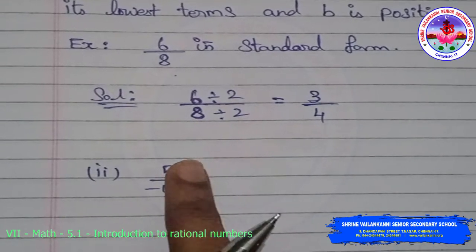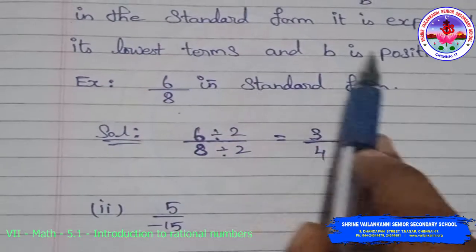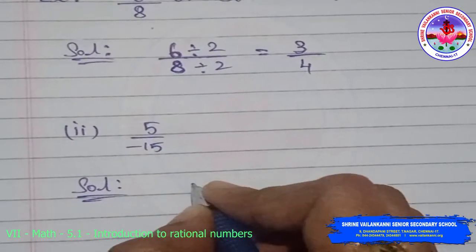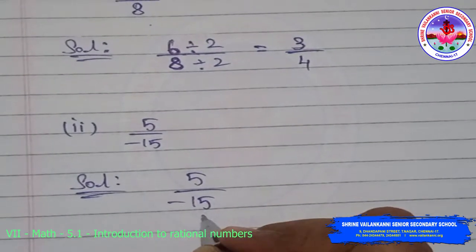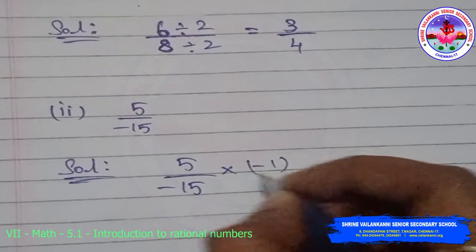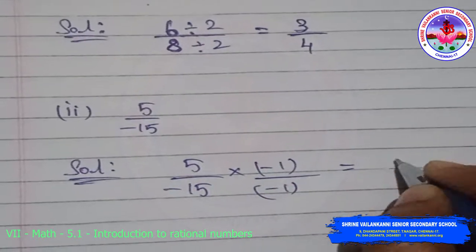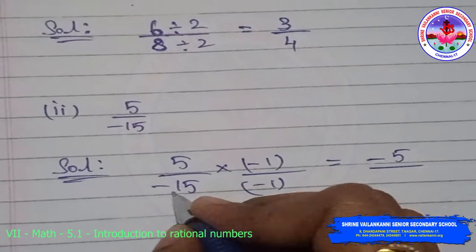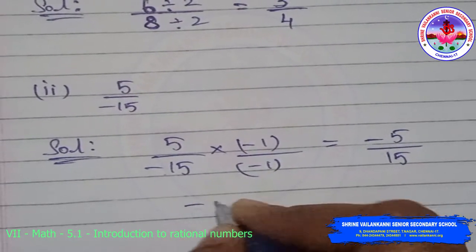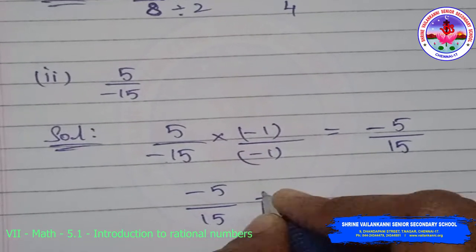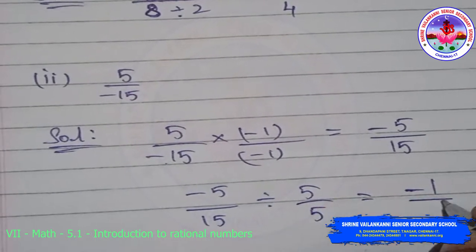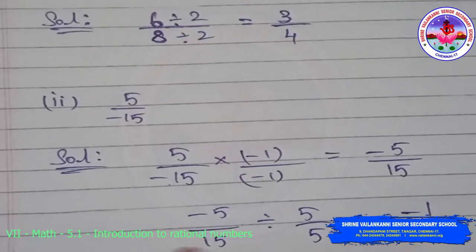Second example, 5 by negative 15. In the definition, b must be positive. Here the denominator is negative, so first change it to positive. Multiply the numerator and denominator by negative 1. Now the numerator is negative 5, and the denominator is negative into negative, which is positive 15. Now you can simplify negative 5 by 15, dividing by 5, which is equal to negative 1 by 3. This is the lowest term of this number.